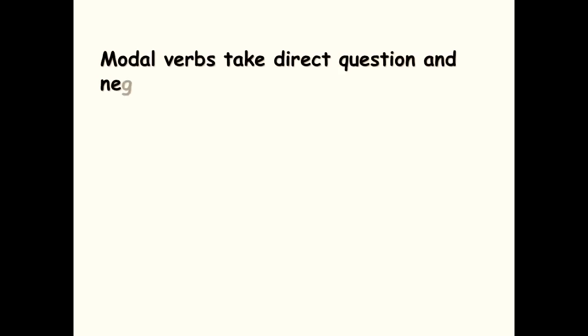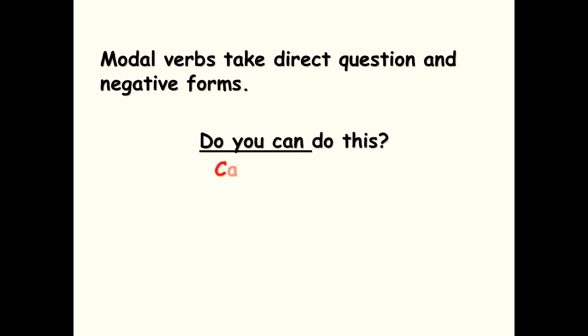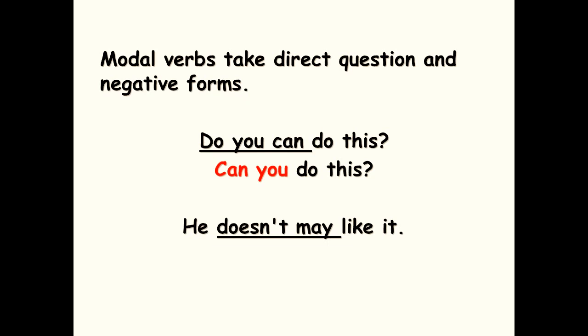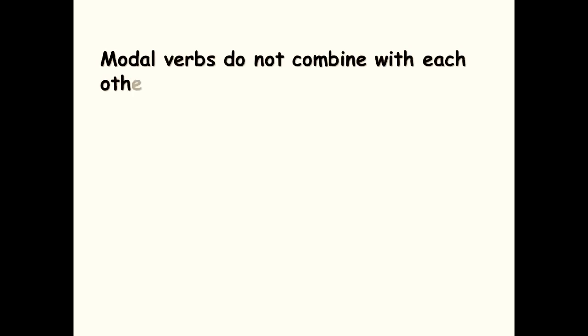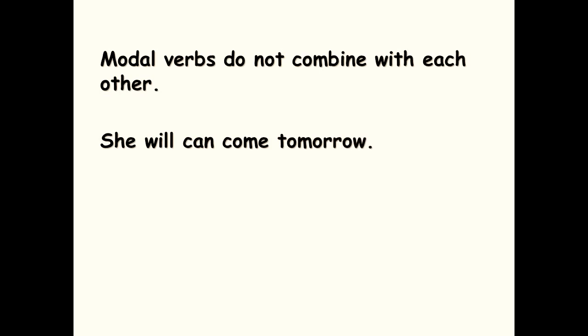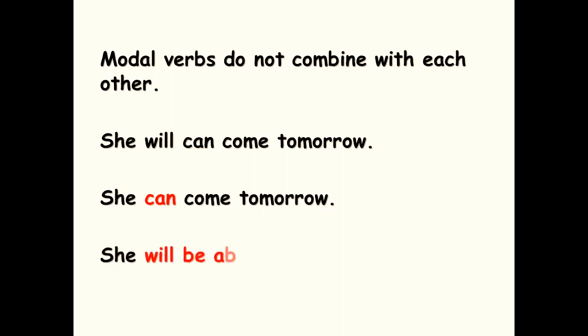The third category of mistake is using an auxiliary with a modal verb. Modal verbs take direct question and negative forms. Examples, do you can do this? So the correct question is, can you do this? He doesn't may like it. The correct negative is, he may not like it. And finally, modal verbs do not combine with each other. She will can come tomorrow. So for this sentence, you can just keep the modal verb can. She can come tomorrow. Or use a synonym for can and keep will. She will be able to come tomorrow.